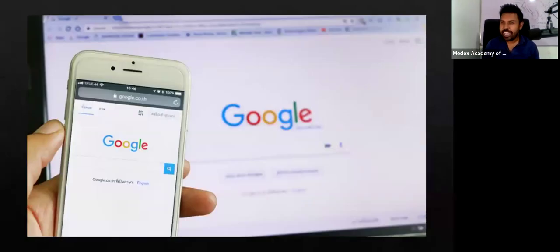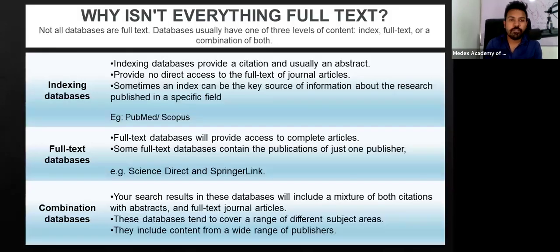Okay. Then again, Google. Google is also the same. It's not much trusted. So that's why we are searching for specific databases, right? Now there are some terms to be learned. You already know these things a little bit.